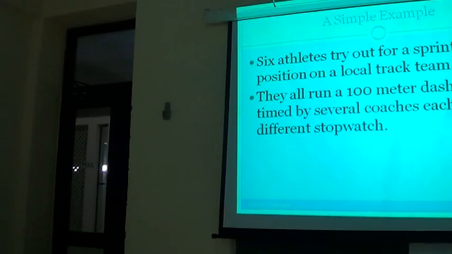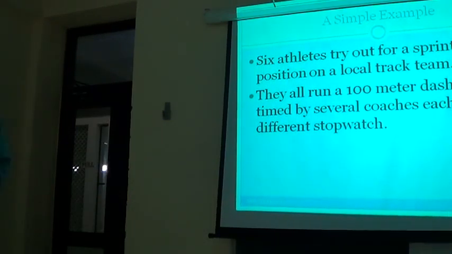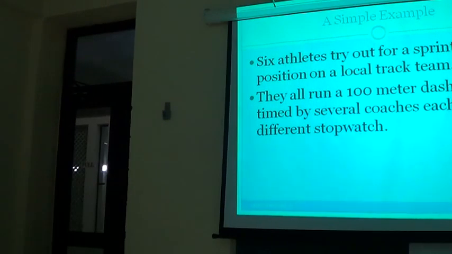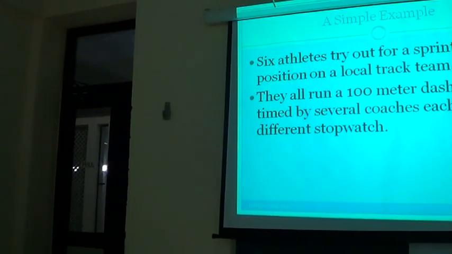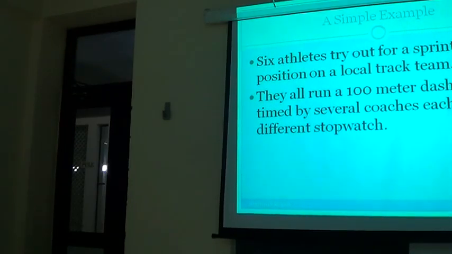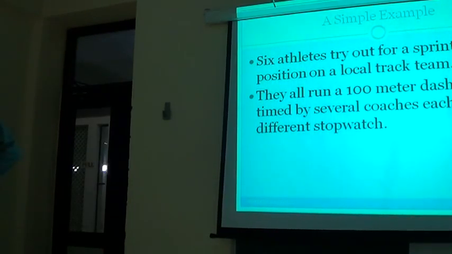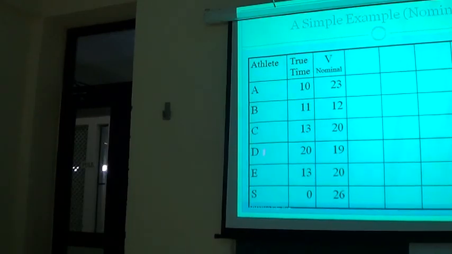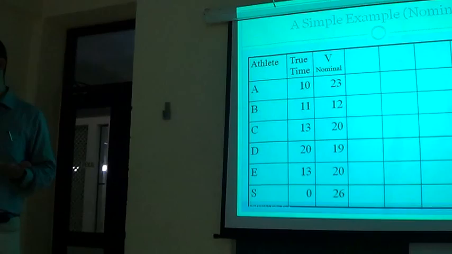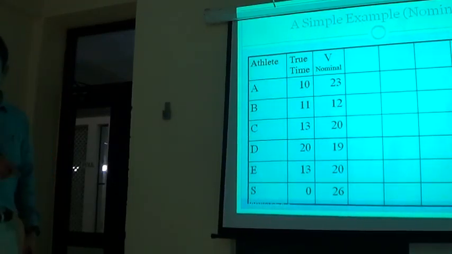In this simple example, 6 athletes try out for a sprinter's position in a local track team. Okay, so these 6 athletes are running, in fact. Their 100 meter dash is measured by time, the chronometer, right? Watch. Okay, we are using 4 different stopwatches to measure the 100 meters, how long it takes to finish. It's very simple. Now this is the true time. Of course we don't know the true time, but for the sake of simplicity to explain it, this is the true time.